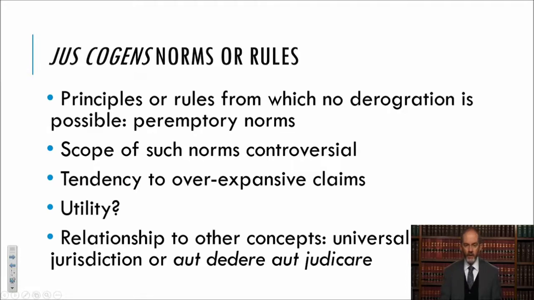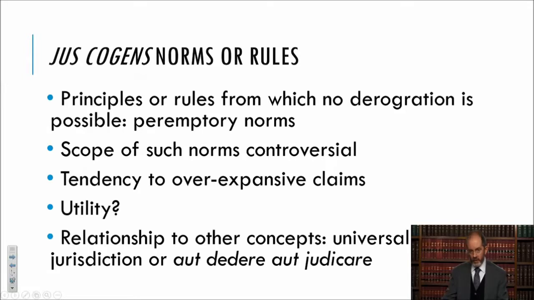Now, one question that arises is, if a norm, such as the rule against genocide, has jus cogens status, does that carry other rules with it? Does that mean that the crime is subject to universal jurisdiction and can be prosecuted by any court anywhere? And in many cases regarding international crimes, that will clearly be the case.